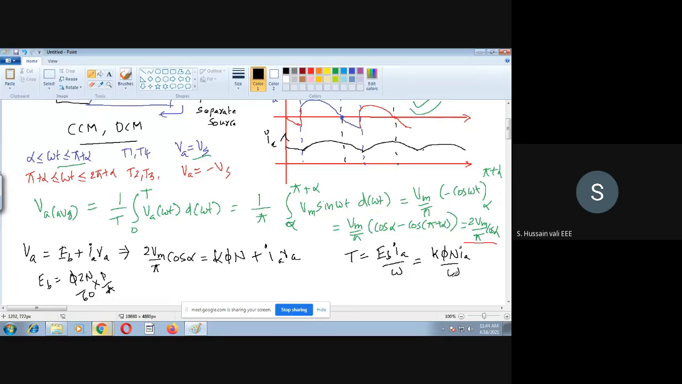So yeah, we have an advantage here. What is the advantage? We can write omega as 2 pi n by 60. So k phi n Ia by 2 pi n by 60. So n will get cancelled. Then you will get another constant. So I will take that constant as some other constant here.